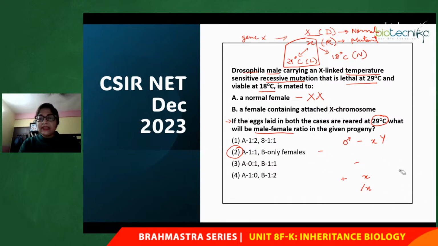So B says that a female containing attached X chromosome. Now, what is attached X chromosome? In attached X chromosome, there are basically two X. This is how we write the attached X chromosome, where two X chromosomes are joined with each other. Since they are joined with each other, they will always be inherited together. So the female here will be attached X chromosome, but now remember this is Drosophila.